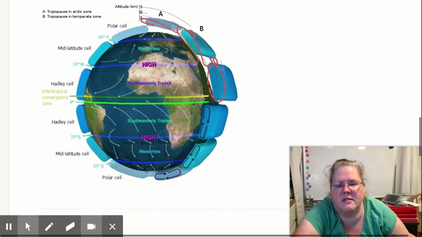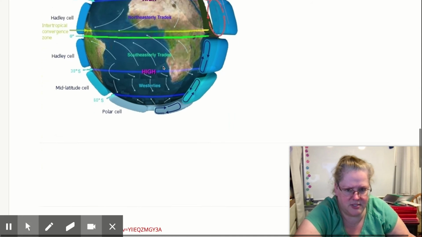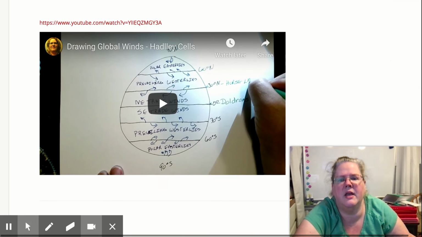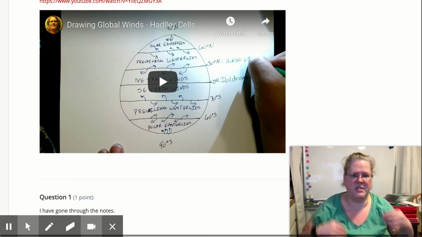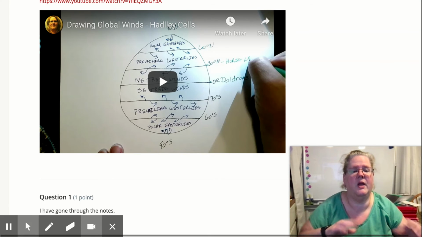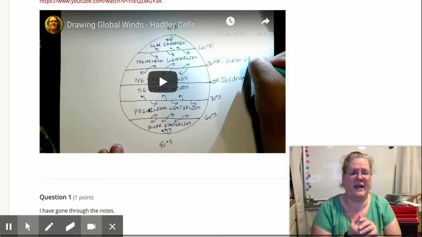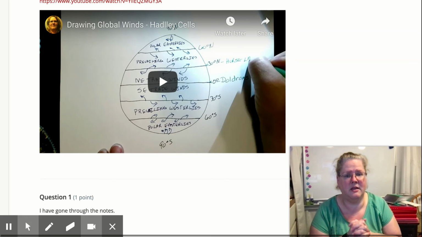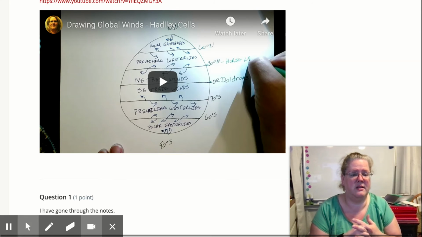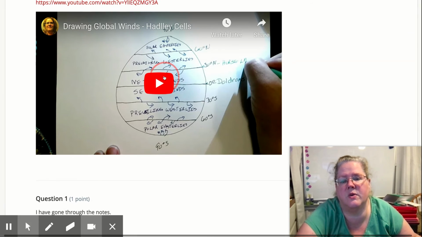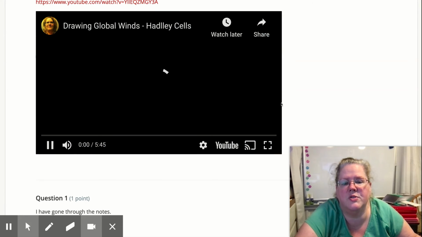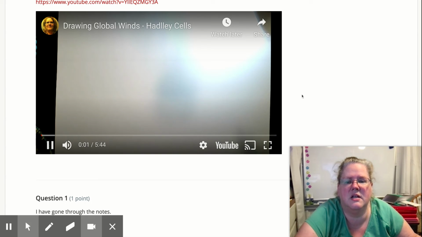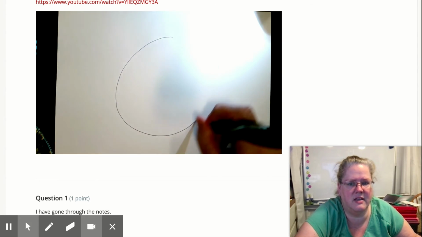What you're going to do next, and again, I have more pictures in here just to see which one makes the most sense for you, is this is what you need to be doing now. You need to take out a piece of paper, and we're going to draw this because you're going to want to have this available to use on the test. And you're going to submit it in the next assignment. You're going to take a picture of your notes and show me that you've done this. So here we go. We are going to draw your Hadley cells.